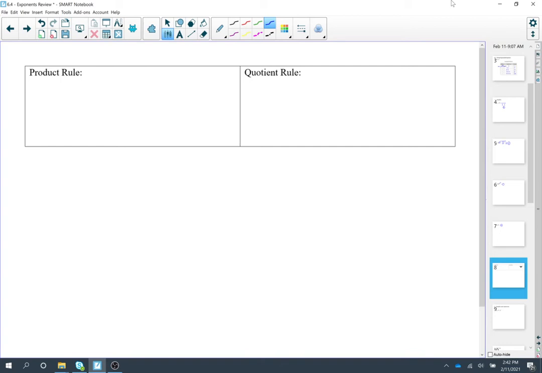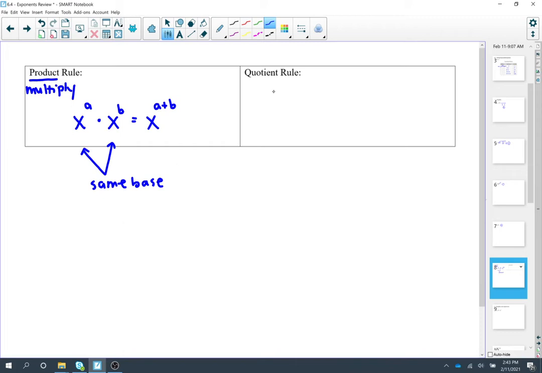The product rule. If you keep in mind, product means multiplication. And the product rule means we're going to take the same base, so x to some power times x to another power, which is going to give us x to the power of a plus b. So if you have the same base, and it has to be the same base, and you are multiplying them together, then you simply add the exponents.